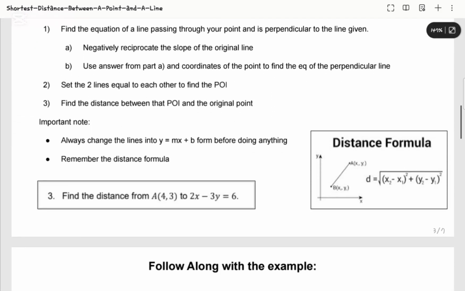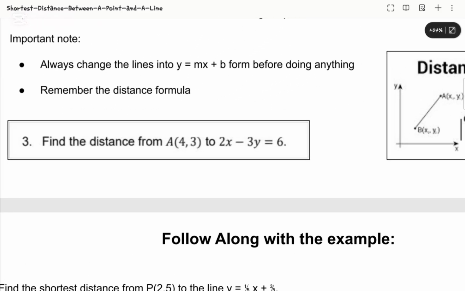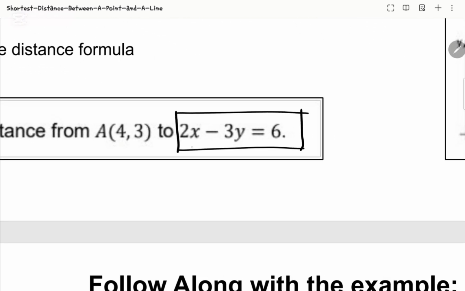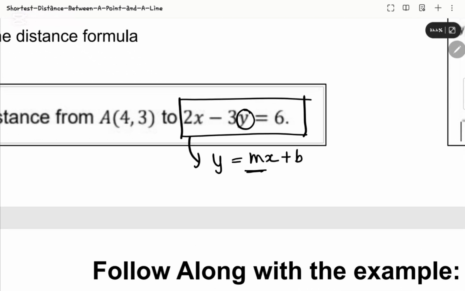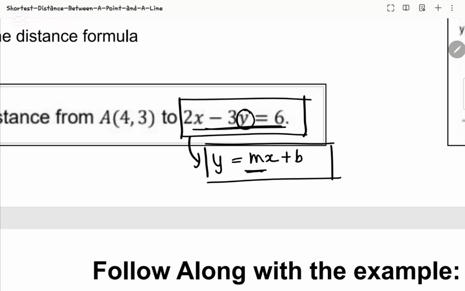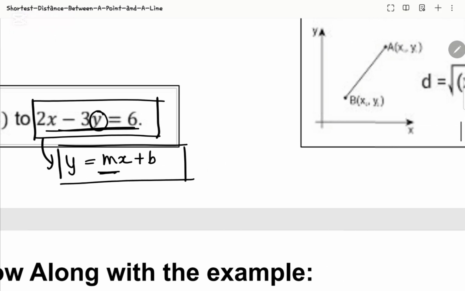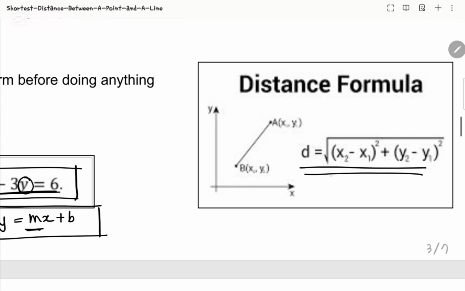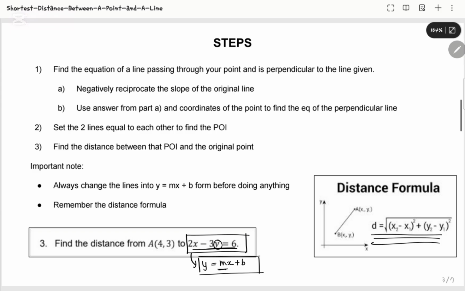Okay. So some things to be cautious of: when you have something like this, it is the equation of the line, but you have to change it back to y equals mx plus b form. So basically isolate for y, because that's when you actually get the slope. You don't get the slope from this format. You only get the slope from y equals mx plus b format, right? This is all grade 9 review. And again, the distance formula, you have to know that to find the distance between 2 points.